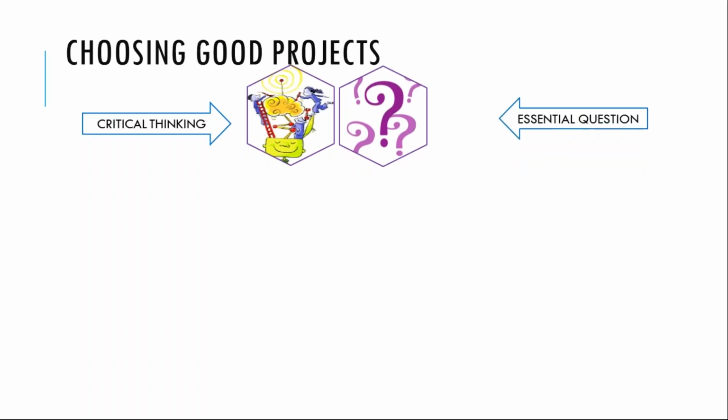They're not simply compiling information or creating something pretty or showing off their expertise as English speakers, although those might obviously have a part in the process. But in a good project, students should be analyzing and examining. They are contemplating and discussing different solutions and looking at issues from a variety of perspectives. So critical thinking is one of the most important components of a good project. And you can lead your students to critical thinking by posing an essential question.